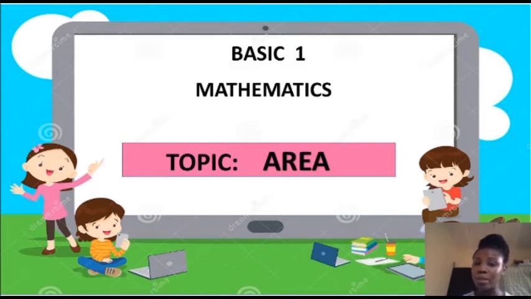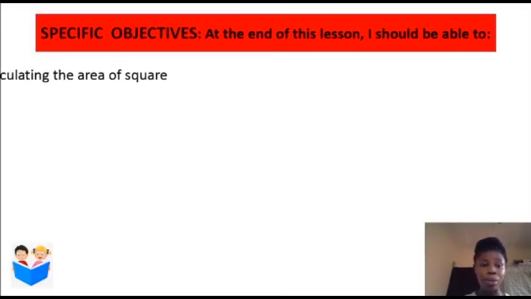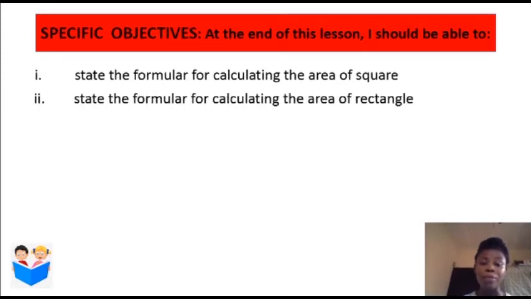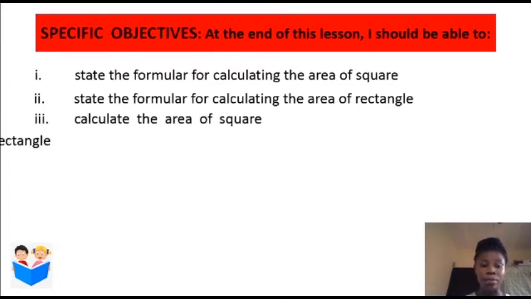Class is Basic 1, subject Mathematics, and our topic is area. In our last class, we started area. We were able to define area and also state the units of area. But in this class, our focus on area would be: 1. State the formula for calculating the area of a square. 2. State the formula for calculating the area of a rectangle. 3. Calculate the area of a square, and calculate the area of a rectangle.